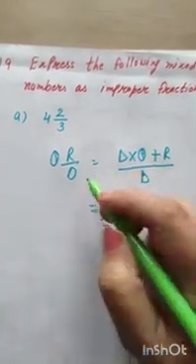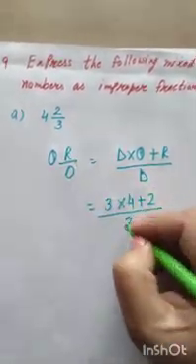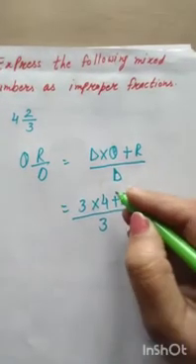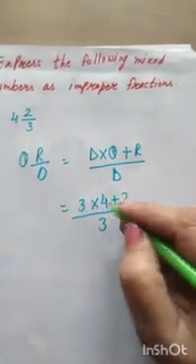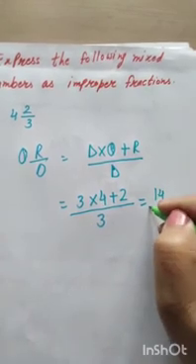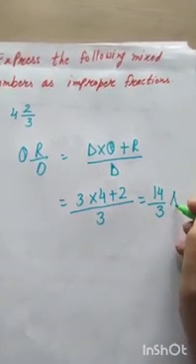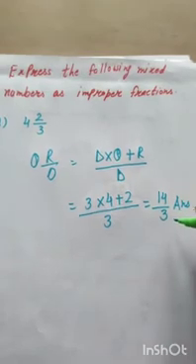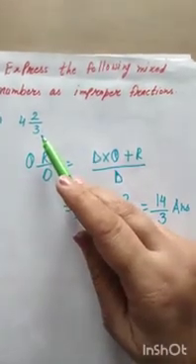And in the denominator we will write the divisor. So here we will solve: 4 3s are 12, 12 plus 2, 14 over 3. So this is the conversion of a mixed number into an improper fraction.